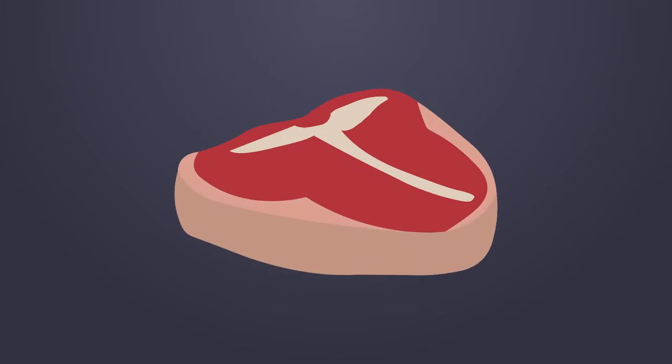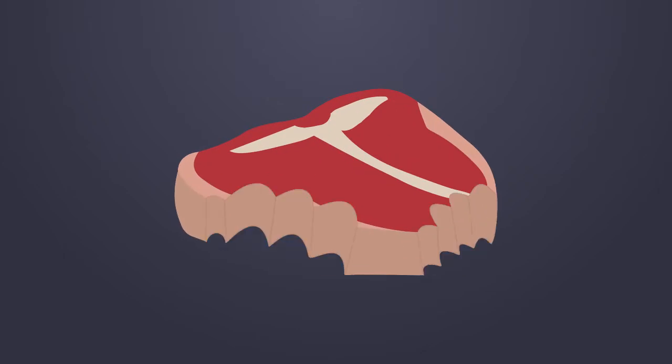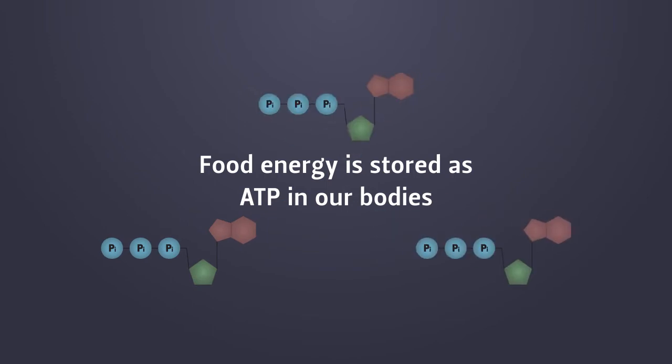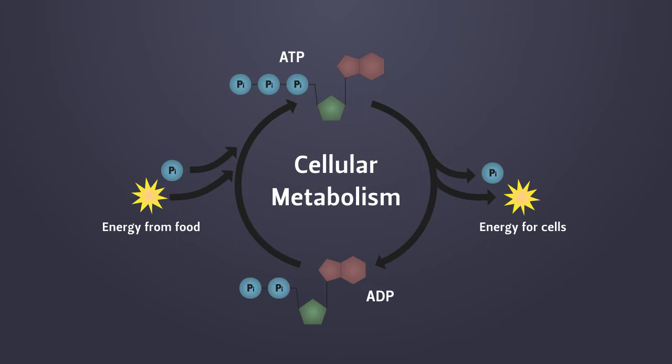The chemical energy produced from the food we eat is stored as adenosine triphosphate, or ATP, in our cells. The process of transferring the energy stored in the chemical bonds of food into the chemical energy stored in the bonds of ATP is called cellular respiration, or cellular metabolism.